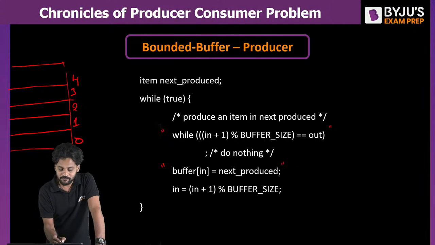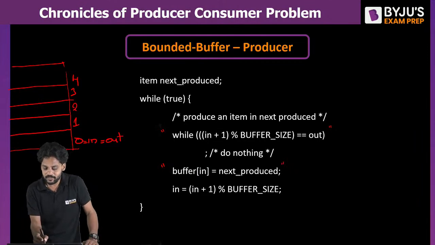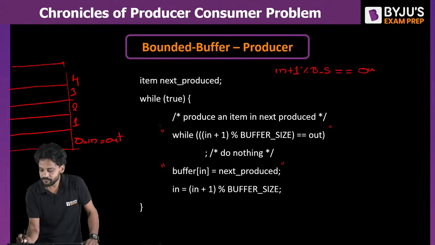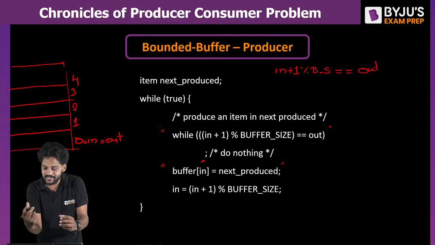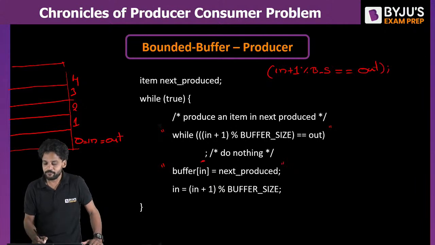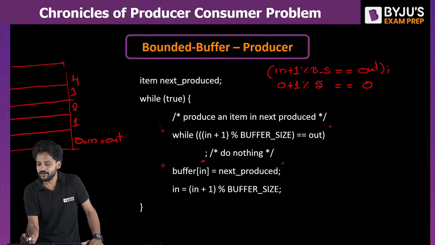Understand carefully. Initially, you know that in equal to out equal to 0, right? So when the producer gets scheduled initially, what will happen? I am waiting on a condition, (in + 1) mod buffer size, I will say BS, equal to out. If this condition is satisfied, you can see there is a semicolon, it will keep the producer inside the while loop all the time. He will be caught up in the infinite while loop. What is in? In is initially equal to 0. Plus 1 mod buffer size. What is buffer size? Buffer size is equal to 5. Equal to what is out? 0. This condition fails since 1 mod 5 is equal to 1 but not equal to 0.